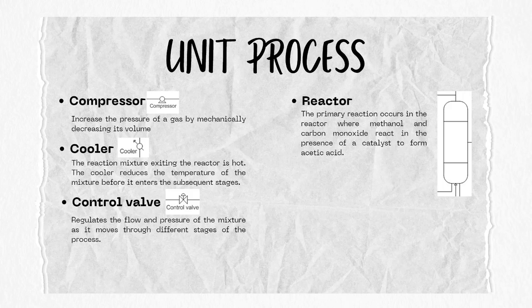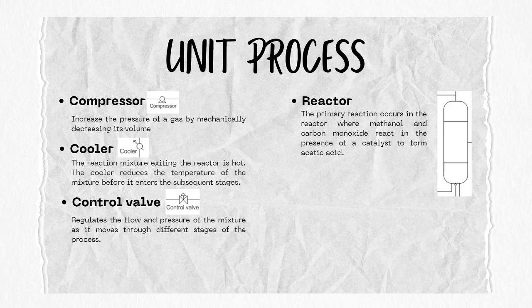The compressor can increase the pressure of a gas by mechanically decreasing its volume. And the next one is the cooler. When the reaction mixture exiting the reactor is hot, the cooler can reduce the temperature of the mixture before it enters the subsequent stages. And that one is the control valve. The control valve can regulate the flow and pressure of the mixture as it moves through different stages of the process.